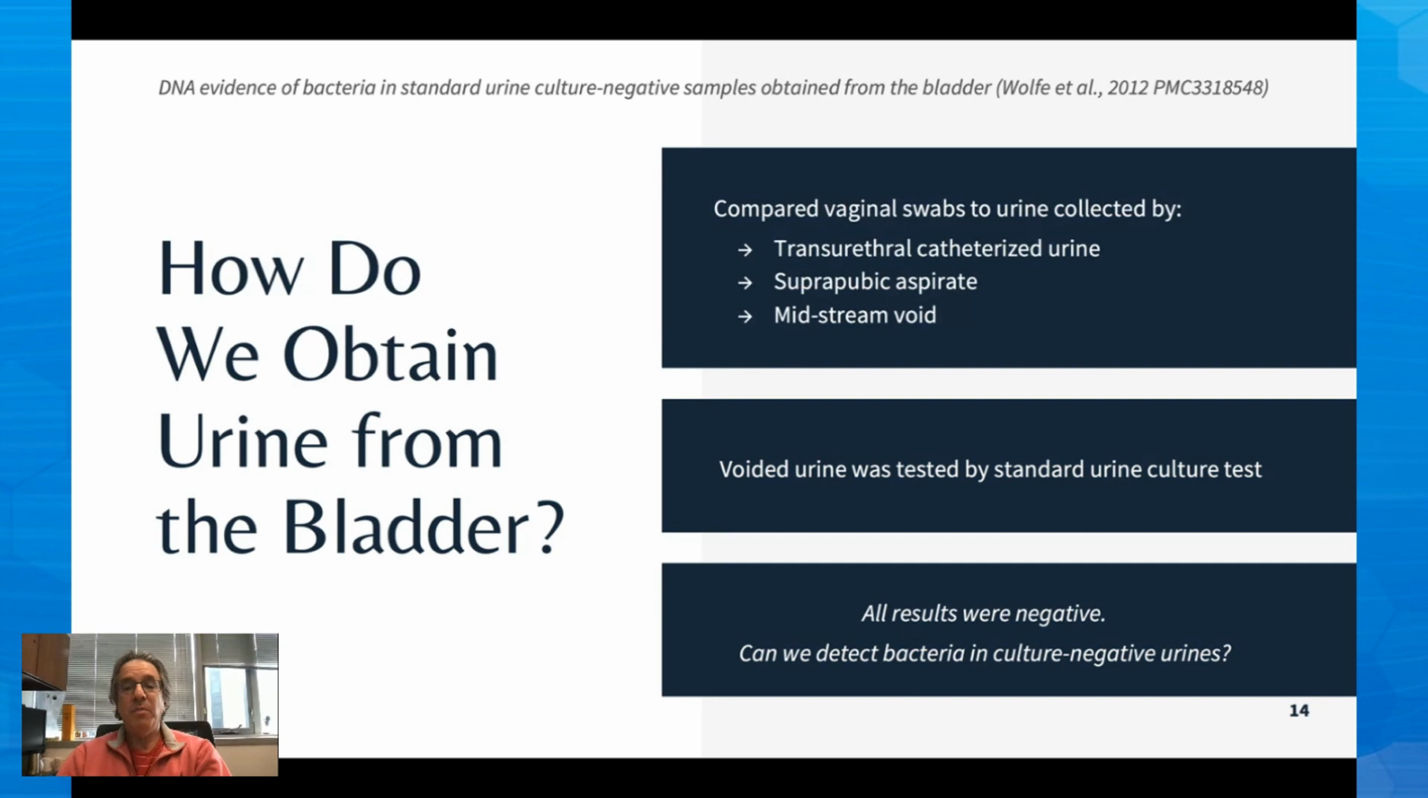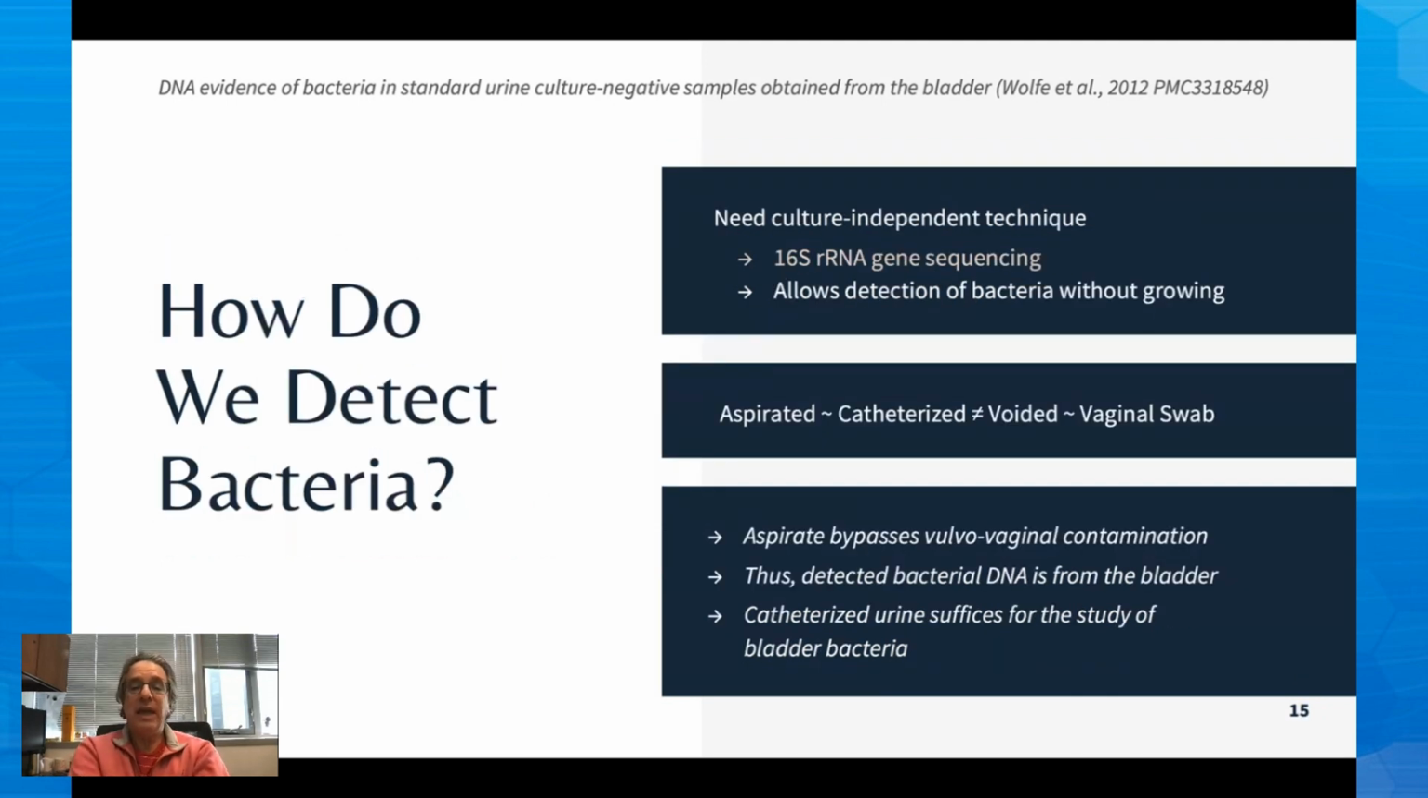Okay, we then took midstream voided urines and vaginal swabs. We sent the voided urine to the clinical lab for a standard urine culture test, a SUC test, and all the results came back negative. So now the question was, can we detect bacteria in culture negative urines taken either by suprapubic aspirate or transurethral catheterization, and do they differ relative to midstream voided urine and vaginal swabs? And the answer was yes.